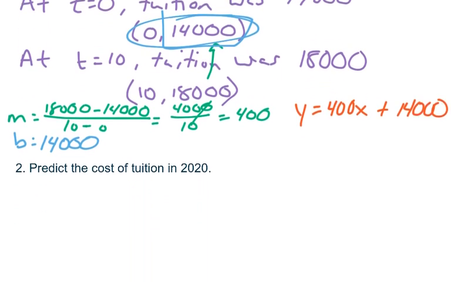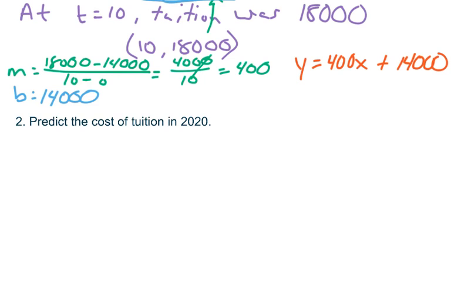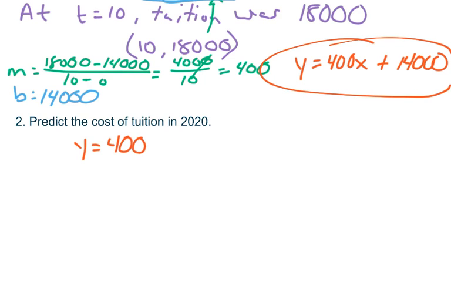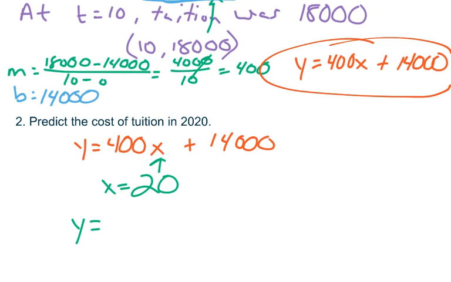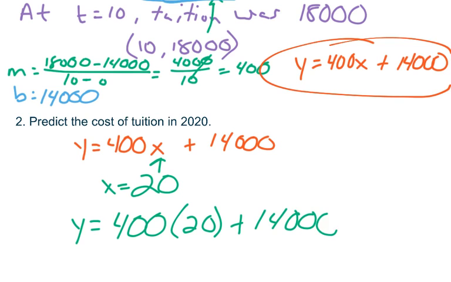Okay? Question number 2 then, predict the cost of tuition in 2020. So we're going to use this equation here, y equals 400x plus 14,000. Remember this variable here, x, or I used t originally, represented the number of years since 2000. So really, we're going to put in an x value of 20 here because 2020 is 20 years after 2000. So we're going to have y equals 400 times 20 plus 14,000.